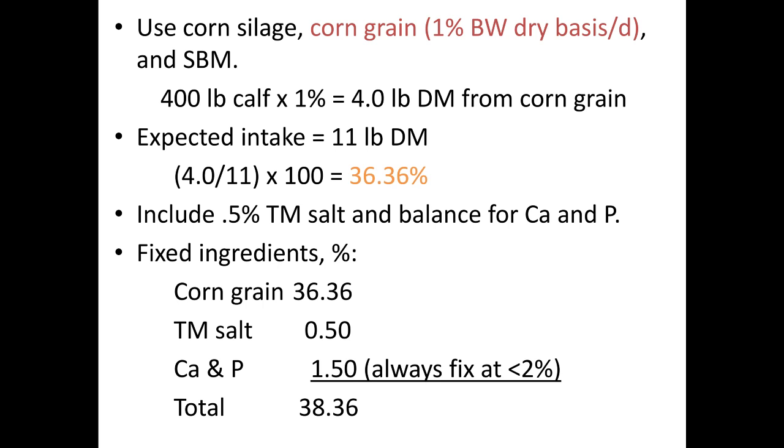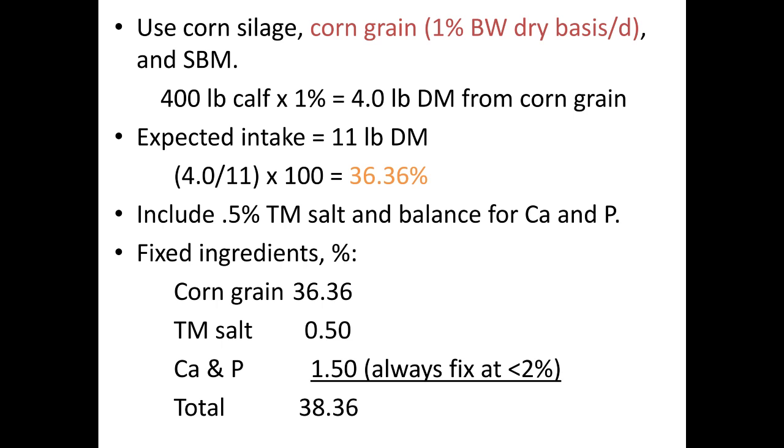Okay, so we've stated our requirements. So now, what do we need to solve for? We've got corn silage, corn grain, which we've been told has to be fed at 1% of the body weight on a dry basis per day, and we have soybean meal. So we've got a 400-pound calf, and 1% of the body weight would be 4 pounds. So we know that 4 pounds of that dry matter intake per day has to be coming from the corn grain. Let's get that out of the way first.